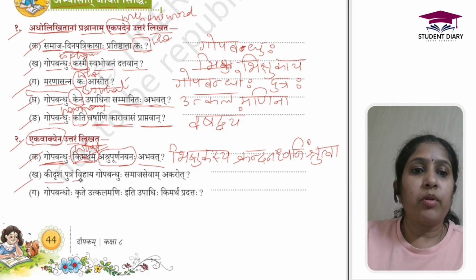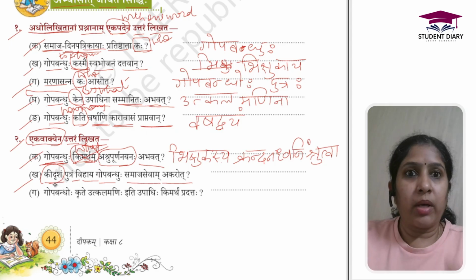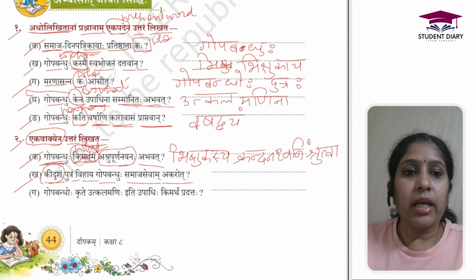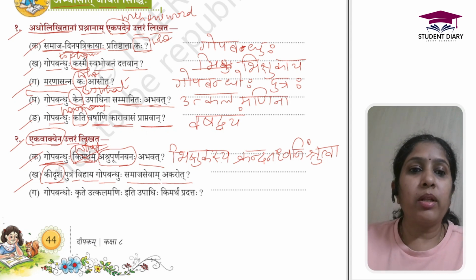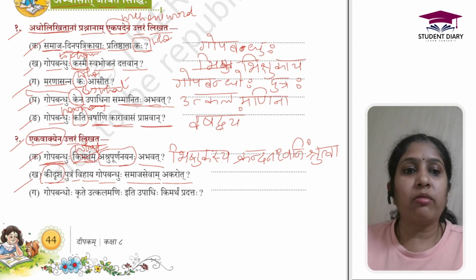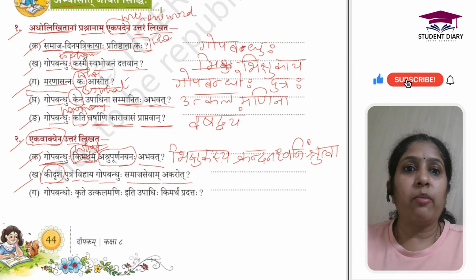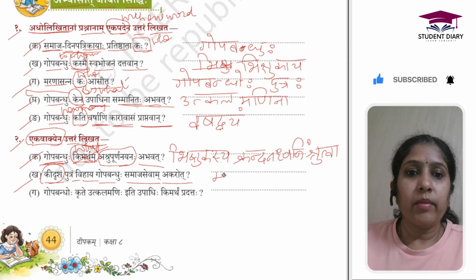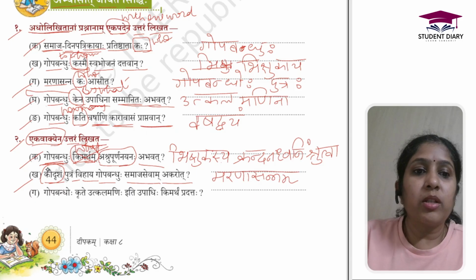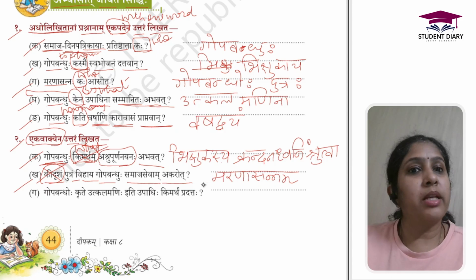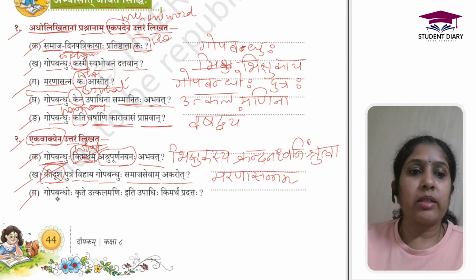Next one. Kidrisham putram vihai gopabandhuh samaj sevam akarut. Kidrisham means what kind of? So we use Kidrisham as a question word for adjective answers, right? Putra means son, vihai means leaving behind, samaj seva means social service, akarot means did. So he left behind what kind of son and did the social service? The son on the deathbed, right? Marna Sanam. I hope everyone is understanding. So you just remove Kidrisham and write Marna Sanam putram vihai gopabandhuh samaj sevam akarot. Let's go for the next one.